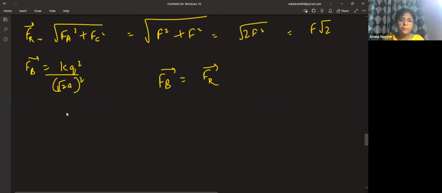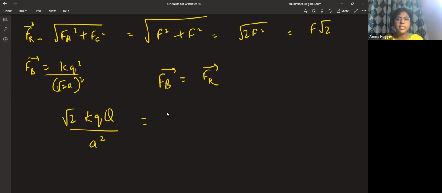One we had obtained as root 2F, where F was K small q capital Q divided by A square. And the other force that we have obtained is K Q square divided by A square, and this root 2 into root 2 will become 2. So A square gets cancelled.